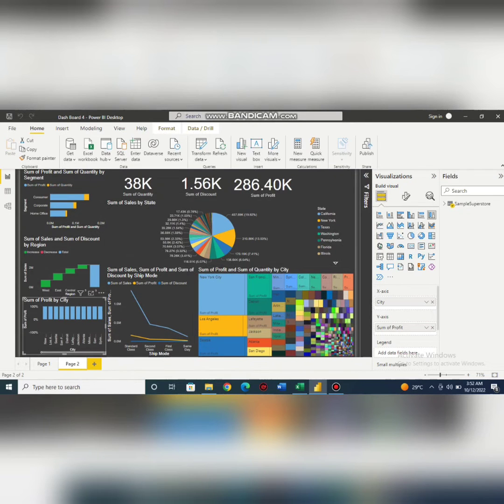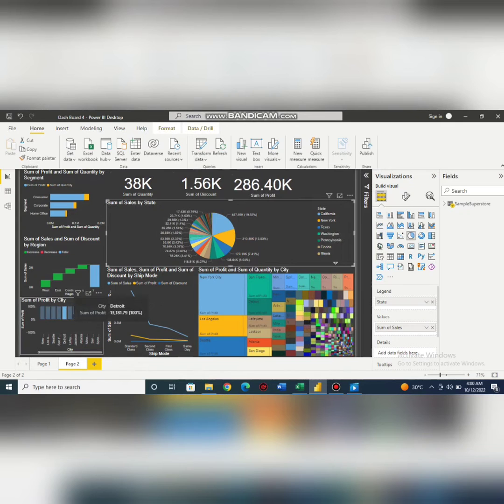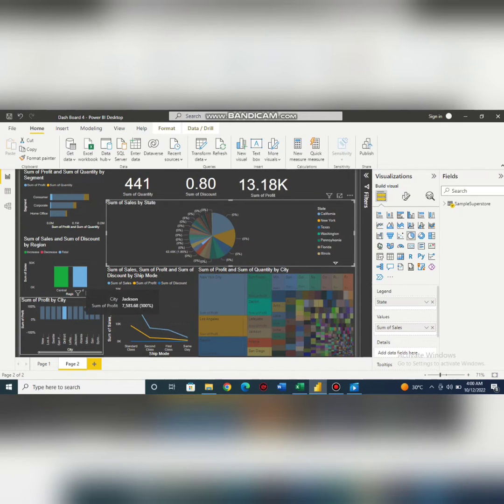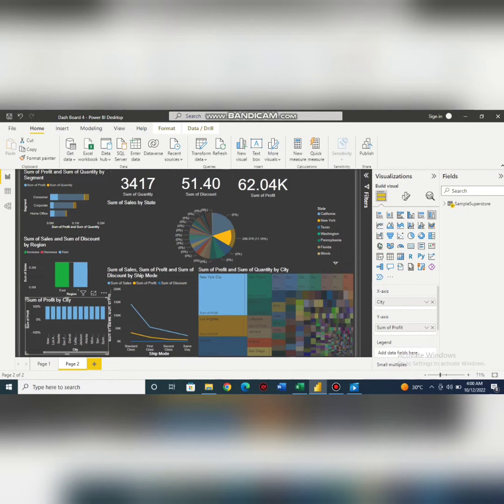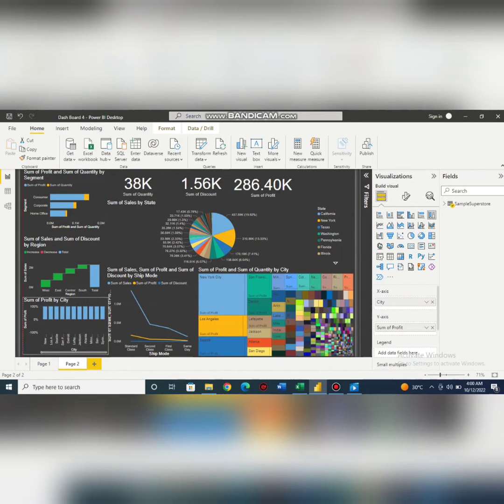Now in this visualization we can see the profits by city, total profit by city. In the cities between 0 to 100%, the profit generation is high.